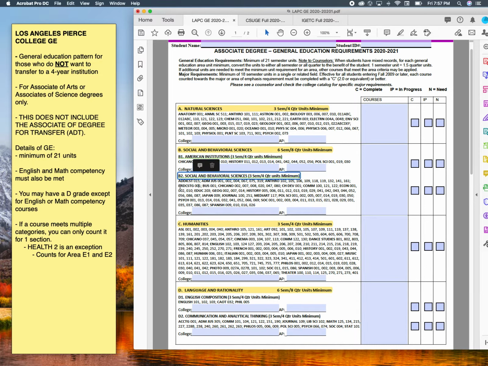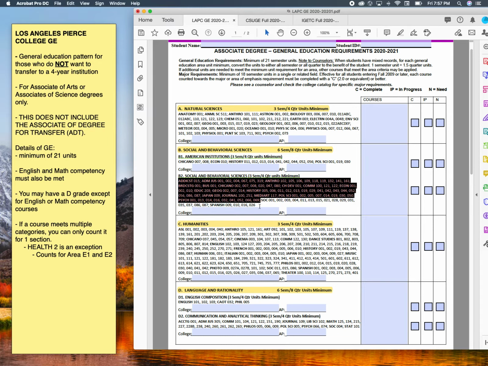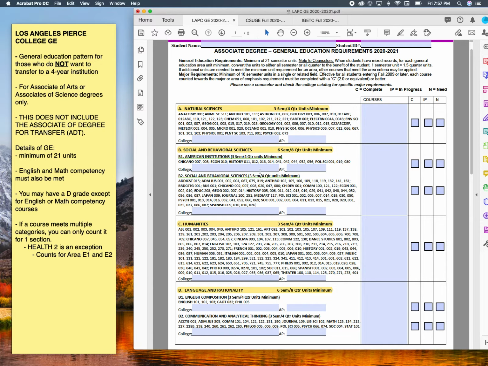For social and behavioral sciences, you have to take another class, so anything out of this category, and it has to be at least 3 semester units for you to meet this category. So for you to meet area B, you have to have 1 class from the American institutions and 1 class from the social and behavioral science total. Also, it has to equal a total of 6 semester units, okay? 3 from here and 3 from here.